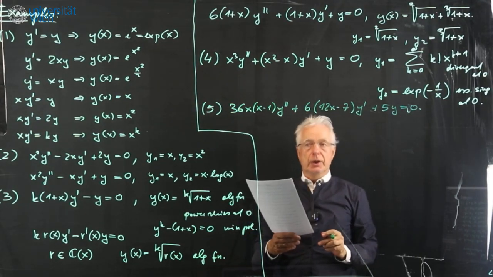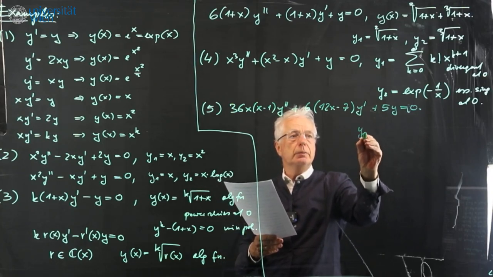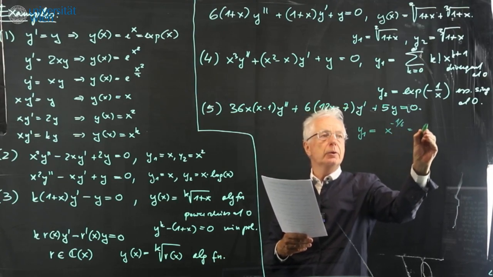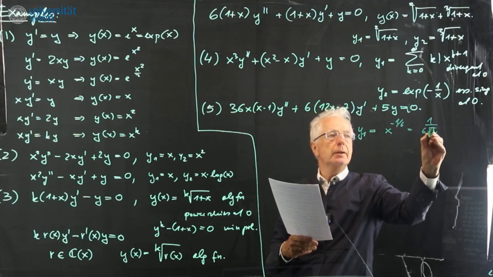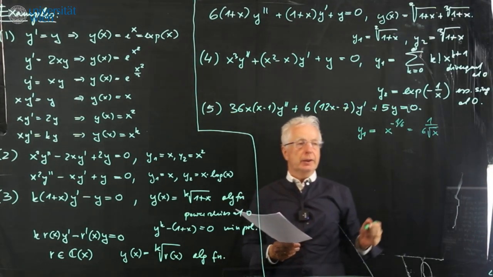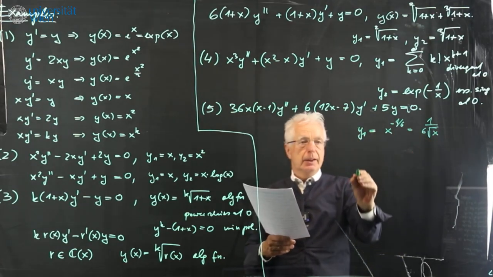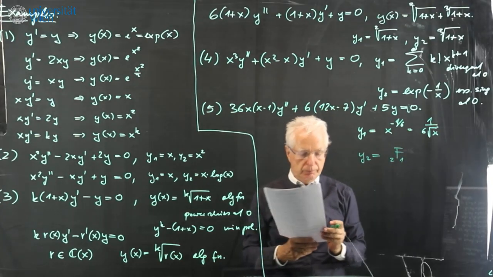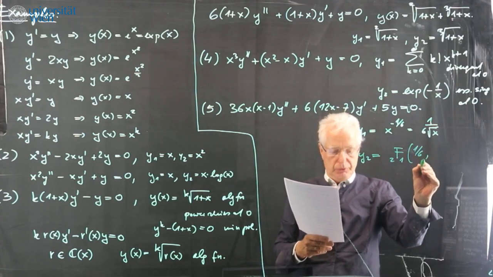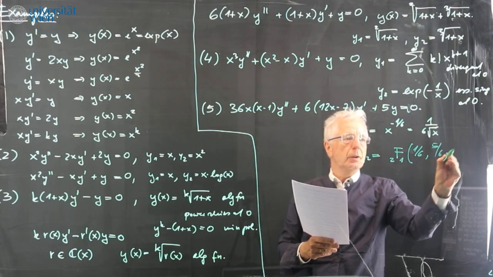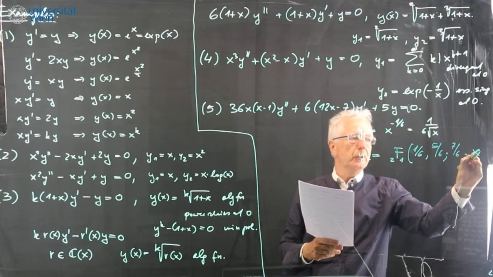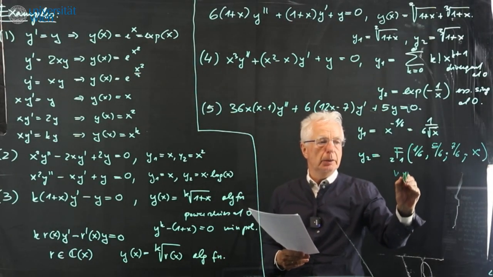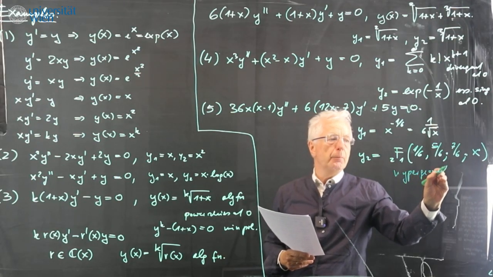This is also a striking example, because we have one solution, which is a rational function, which is just x to the minus 1/6, so it is 1 over the 6th root of x. This is, of course, not holomorphic at 0, but it is well behaved. And the second one is a hypergeometric series 2F1 with parameters 1/6, 5/6, 7/6, and variable x. So this is a Gaussian hypergeometric series.